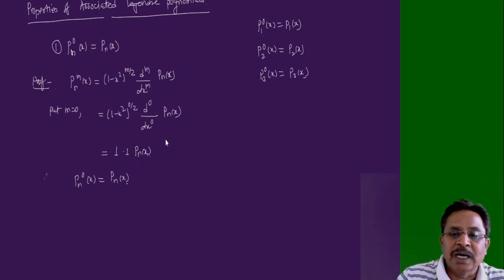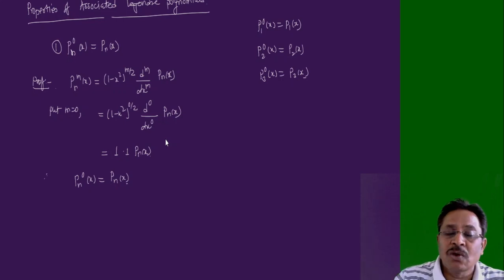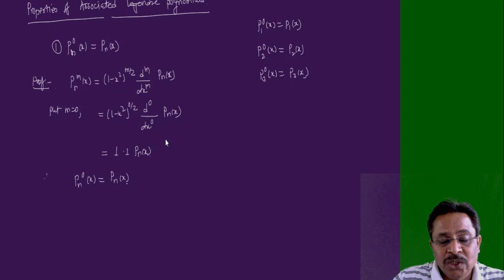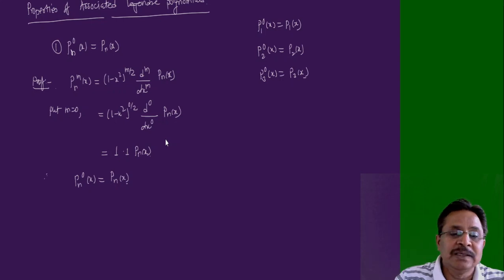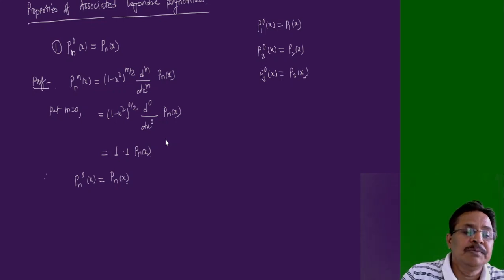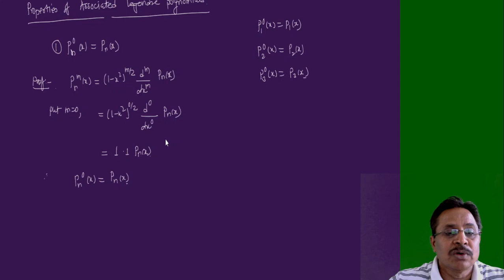These are the associated Legendre polynomials of degrees 1, 2, 3 and order 0. So P_1^0(x) is P_1(x), P_2^0(x) is also P_2(x), P_3^0(x) is equal to P_3(x), and this can be obtained by using the same method which is shown there. So this is our first property.